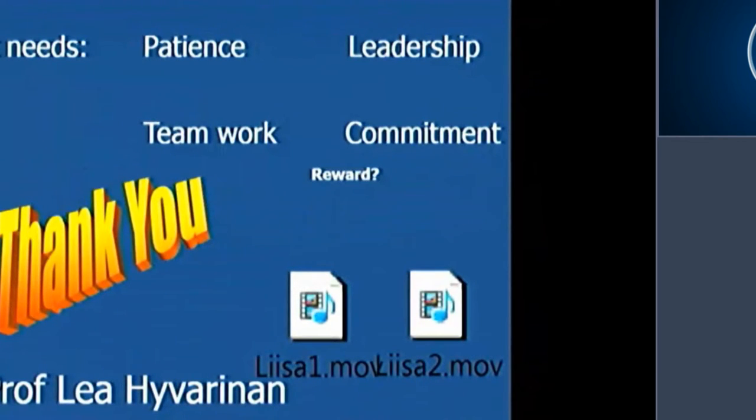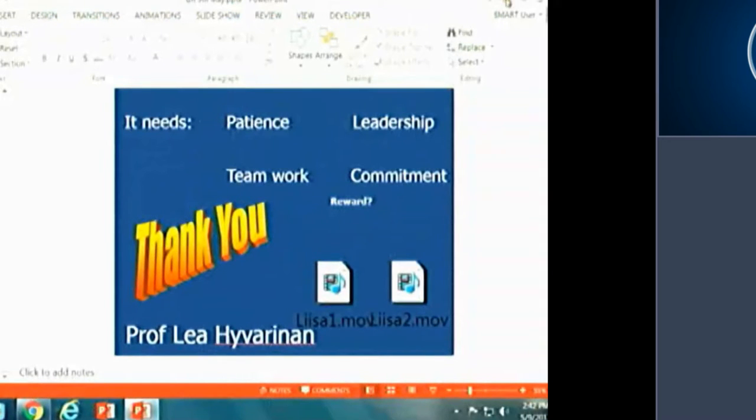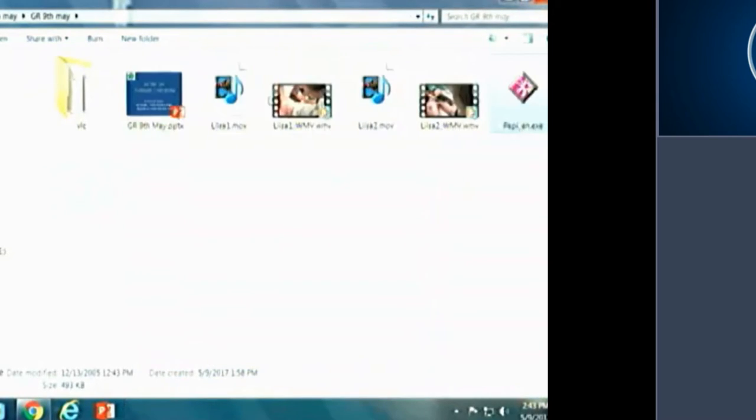So low vision services require patience. It's not like cataract surgery, where within 1 minute or 10 minutes you get dramatic results. It requires leadership, teamwork, and commitment. And what is the reward? I want to show you what is the reward in a small video, and then I will ask you one question.